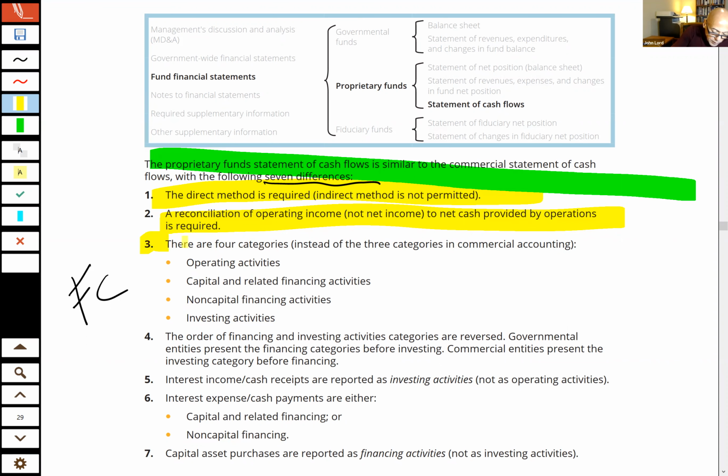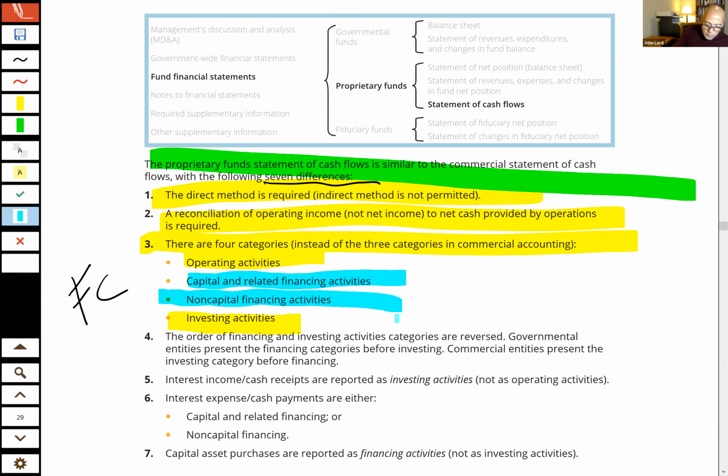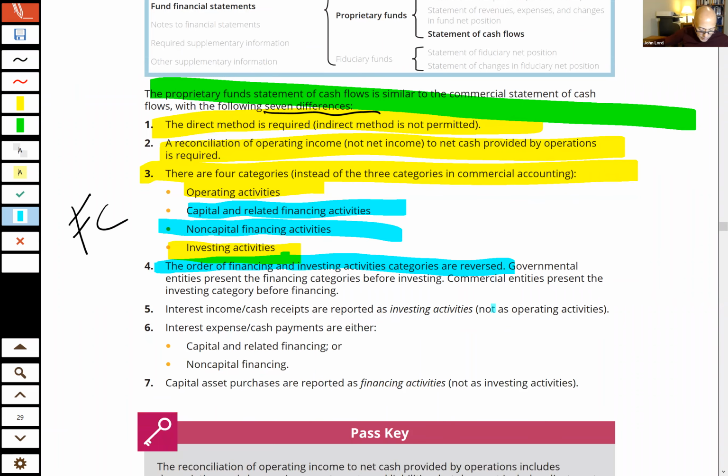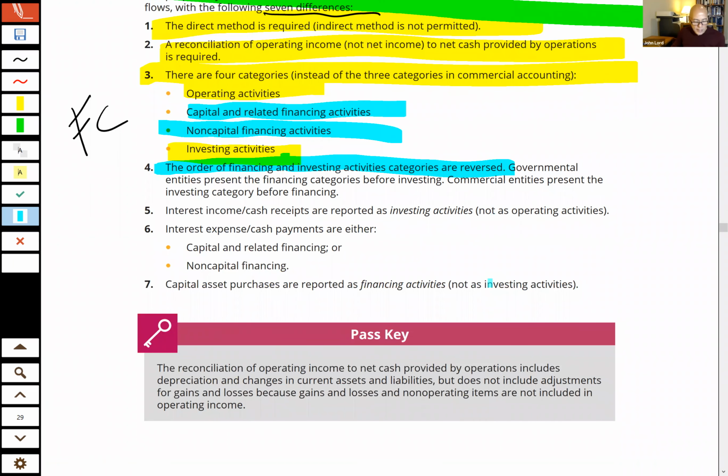Points for knowing that there are 4 categories instead of 3. So you still have operating, you still have investing, but now they've taken the financing related activities and broken them into whether they are capital related or non-capital related. Again, points just for knowing that there's 4 categories. Okay, then the order is a little different in that the order of financing and investing is reversed. So first you'll put financing, then you'll put investing, which to me is an annoying difference that I'm not sure how many points they're going to give you for that, but put that on the flashcard.